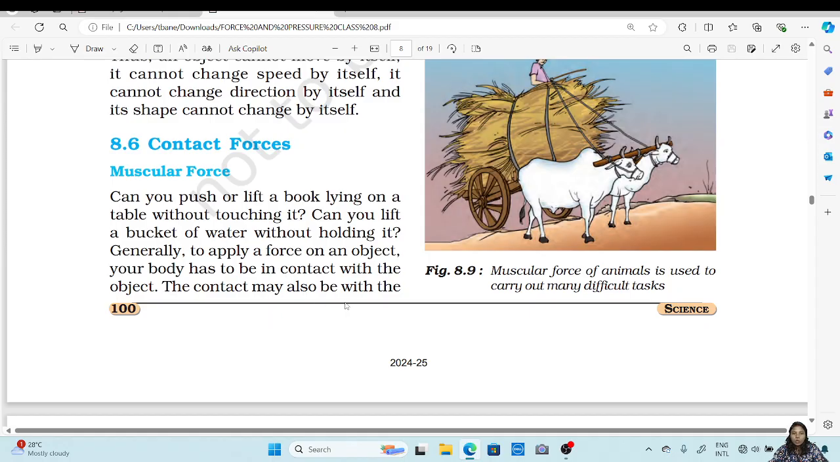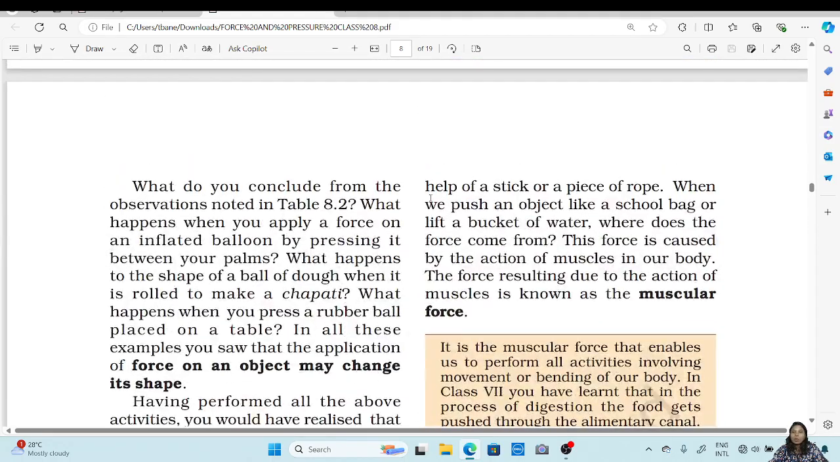The contact may also be with the help of a stick or a piece of rope. Say there's something on the road. Sometimes we just kick it with our feet, or sometimes we take a stick and move it aside. So the contact doesn't only have to be a human contact, where I have to go and touch it and move it. It can be a contact with any other object also, like a stick.